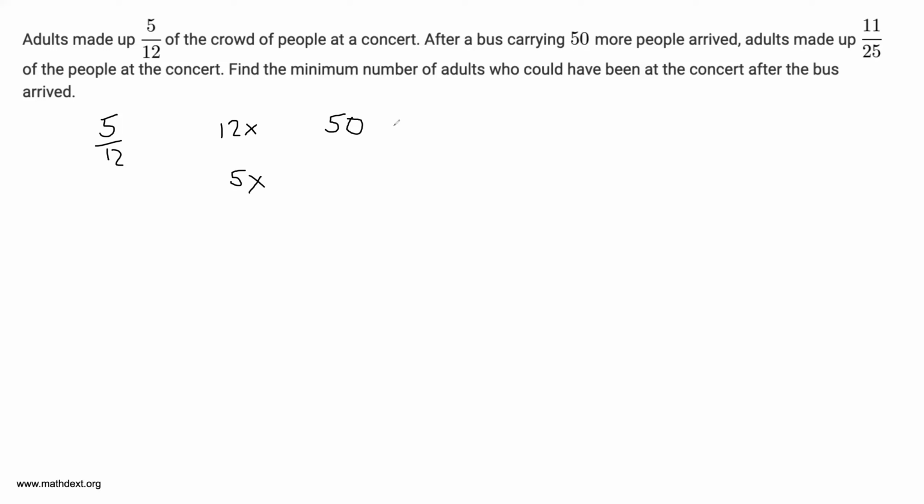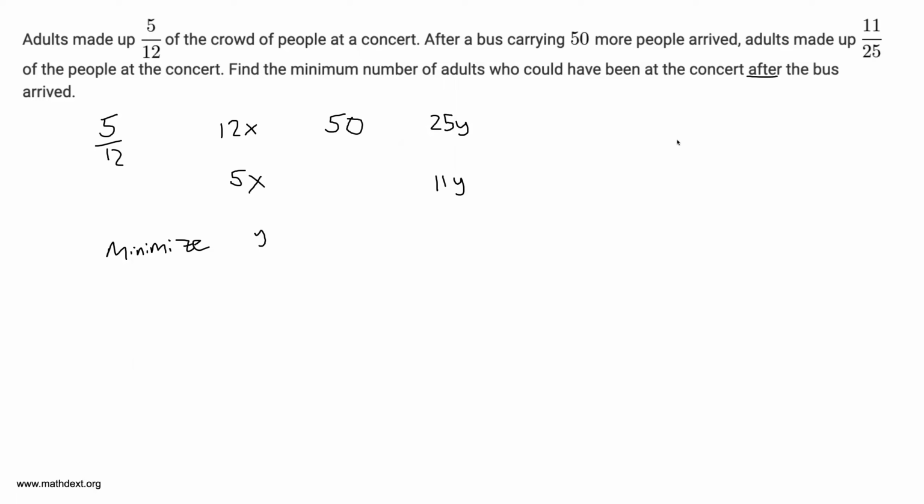And then after the bus came, adults now made up 11/25 of the people at the concert. And what does that mean? Well, once again, because you can't have a fractional person, there are 25y people at the concert for some positive integer y, and 11y of them are adults. So we want to find the minimum number of adults who could have been at the concert after the bus arrived. And because there were 11y adults at the concert after the bus arrived, we want to minimize 11y, which means we just need to minimize y, because if y is smaller, 11y will also be smaller.